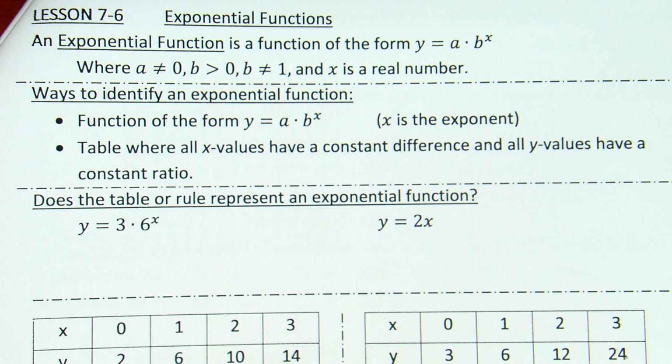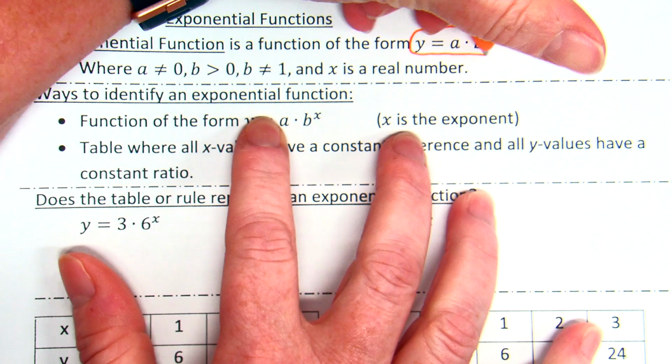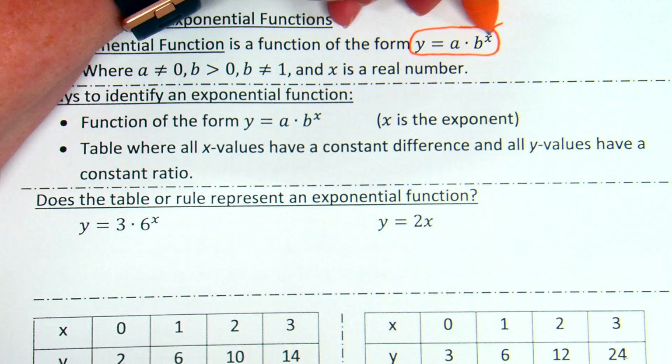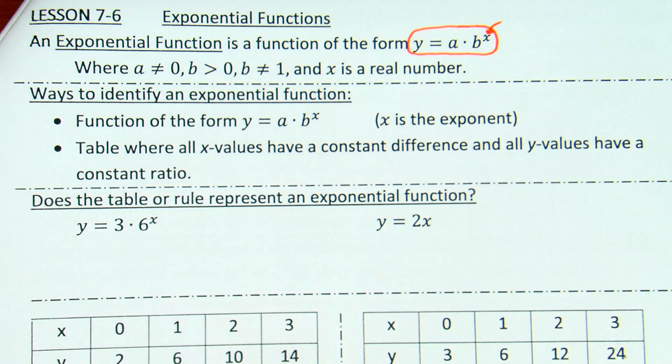So, an exponential function is a function of the form y equals a times b to the x. Anytime it's of the form a times b to the x, it's an exponential function. The key, notice, where is the x? Where is the variable? It's on b. It's in the exponent. Because the x is in the exponent, that's what tells me this is an exponential function.